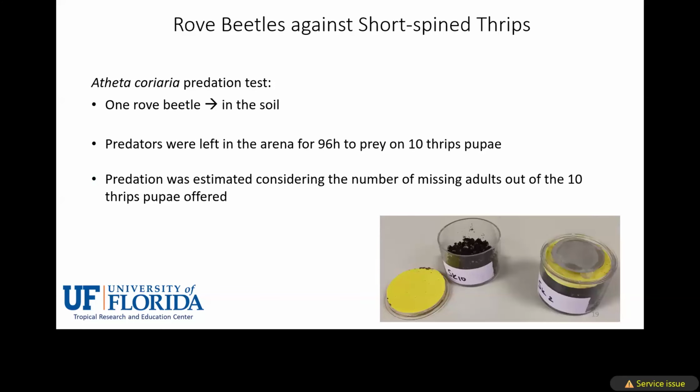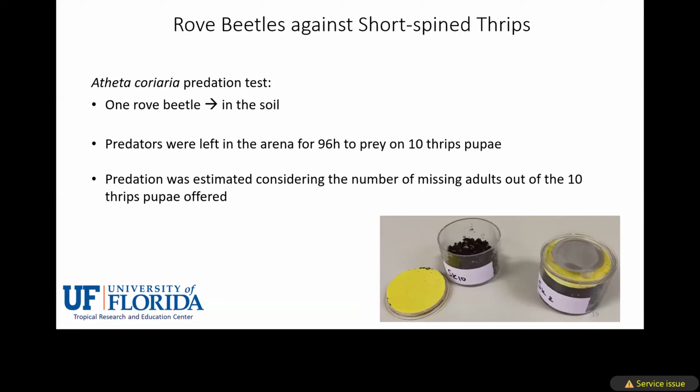So how did we test it? In this case here, we had to change the setup. So we could not use the leaf discs anymore because they are soil predators. So we used a similar setup to what Alex mentioned during her presentation when she showed the nematode data. So we had a vial, we put in soil, and we added a leaf disc with 10 thrips larvae. We closed the pot and we waited for a couple of days.